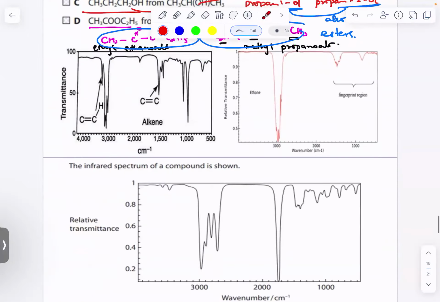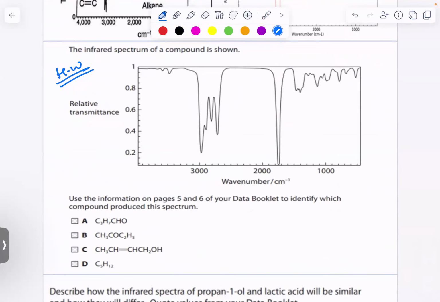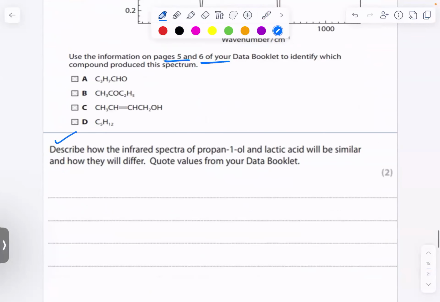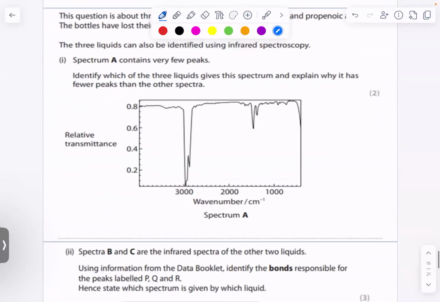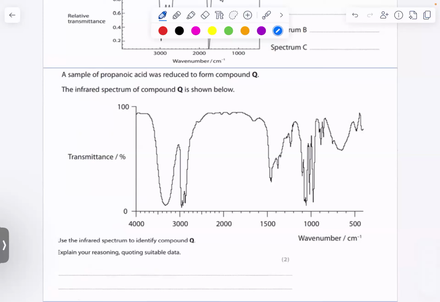We have done till here. So if I give you this as a homework question, because you need to consider the information given on the data booklet pages 5 and 6. Describe how the infrared spectrum of propanol and ethanoic acid will be similar and how they will differ. And these two questions. So can you do these questions as a homework question? It's entirely up to you. Whenever you want to submit it, when you feel easy, you can submit the homework. All right.